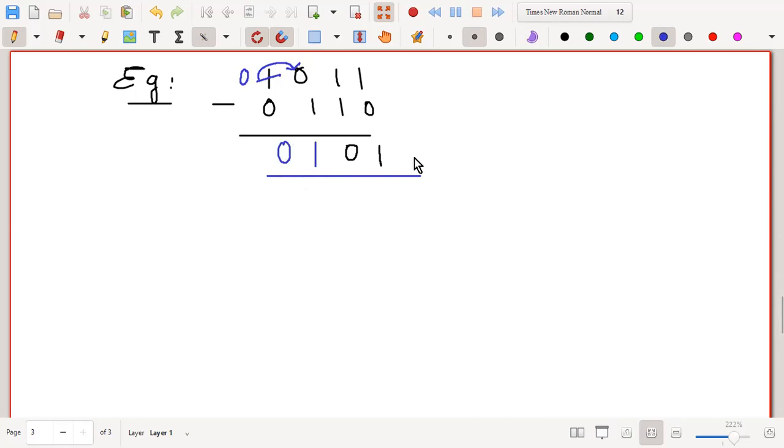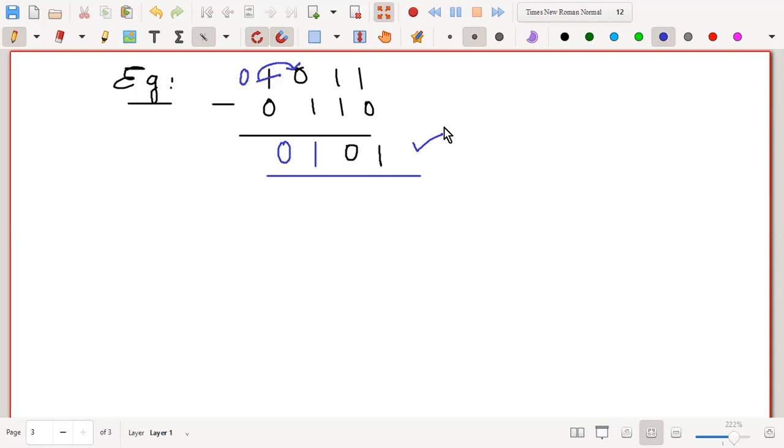Okay, so this is the case. Now this will be your answer in this case. So in this way, you can try different subtractions. Okay, you can try to see different subtractions. So some more problems can be seen here. Right? So this is about binary addition and subtraction.